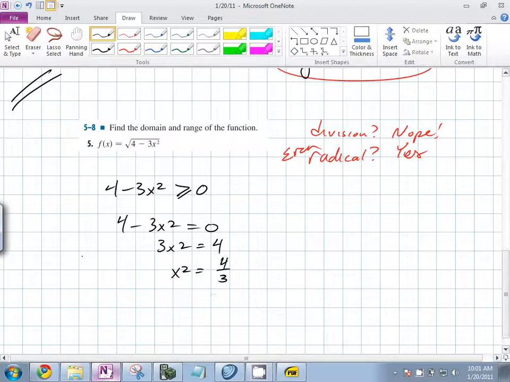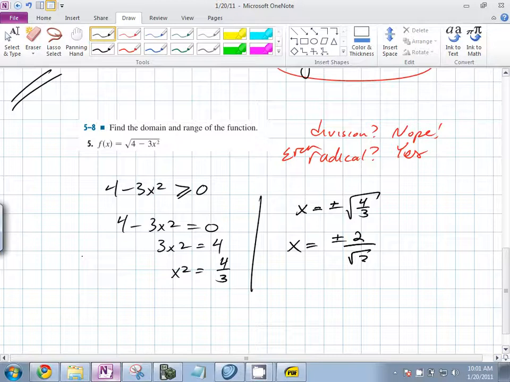What do you do to both sides? Square root. Yeah, and what do you have to put out front? Plus or minus. Thank you, Victor. So that's plus or minus 2 over the square root of 3. You've seen that value before. What is that value actually? You generally don't like radicals in the denominator. It's okay, but if you wanted to get rid of that radical in the denominator, what do you multiply by?